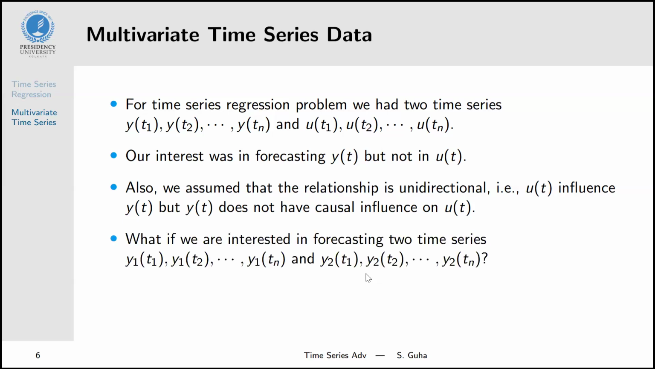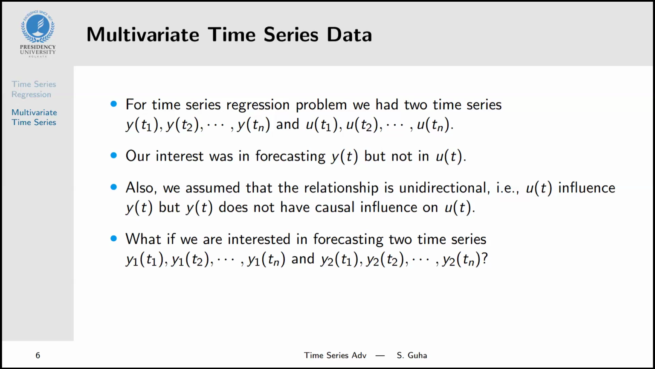Sir, in the second point, our interest is forecasting YT but not UT. Because in this multivariate time series data, we have both the time series into consideration. So why don't we forecast the UT? Why only forecast YT in the time series regression setup?